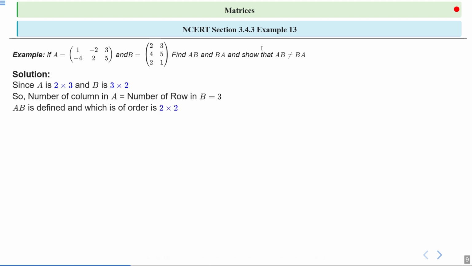Since the matrix multiplication is defined, the resulting matrix AB will have dimensions based on the outer dimensions of the matrices being multiplied. Therefore, AB will be a 2 by 2 matrix. So we represent the product AB as matrix C, which is a 2 by 2 matrix. This is the general form of a 2 by 2 matrix, where each element Cij is calculated by taking the dot product of the ith row of A and the jth column of B.